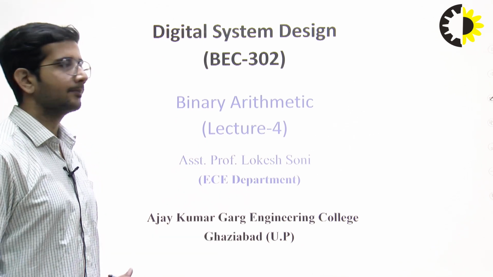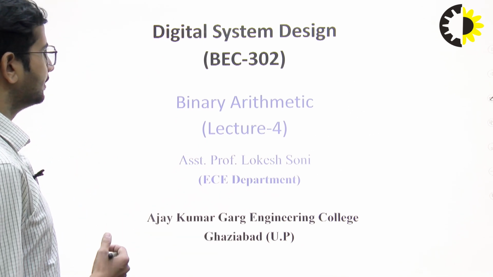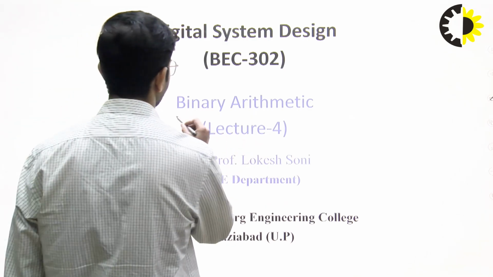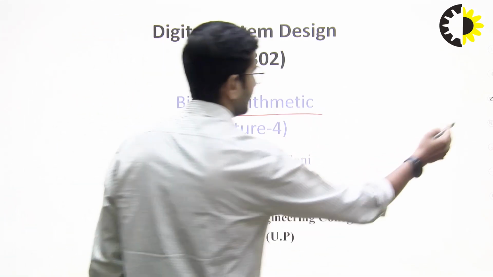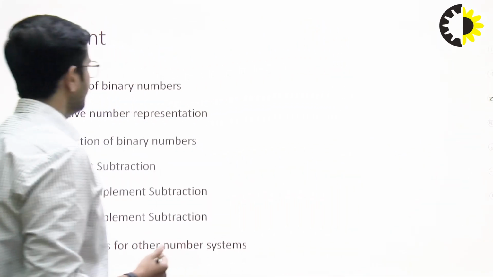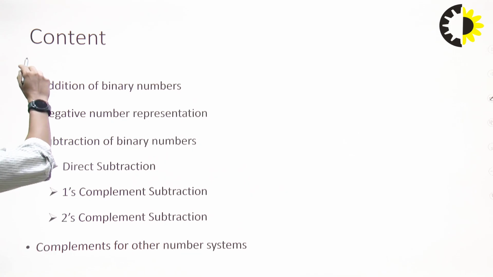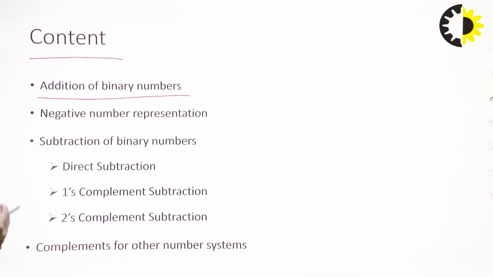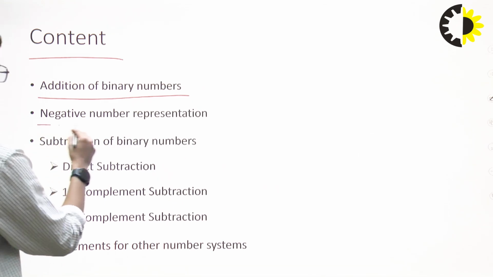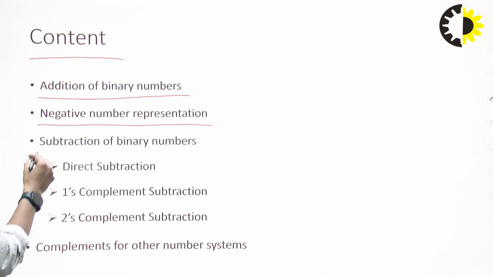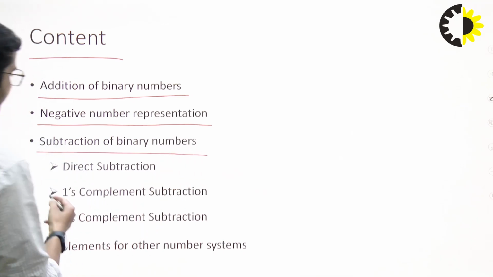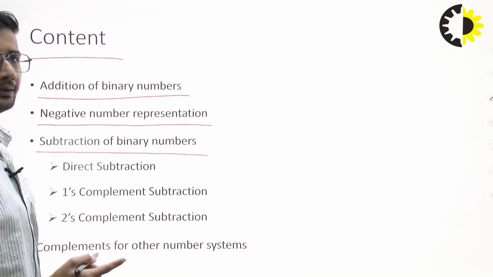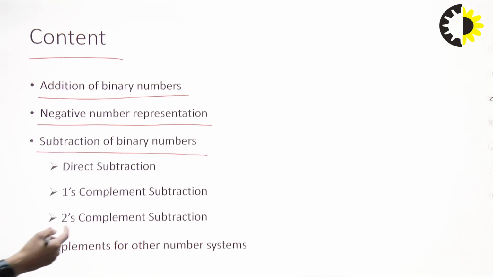This is our fourth lecture for Digital System Design, and the topic of this lecture is binary arithmetic. The content of this lecture: first we will look at the addition of binary numbers, how we can add two binary numbers, followed by negative number representation, and subtraction of binary numbers using direct subtraction, 1's complement, 2's complement, and complements for other number systems.